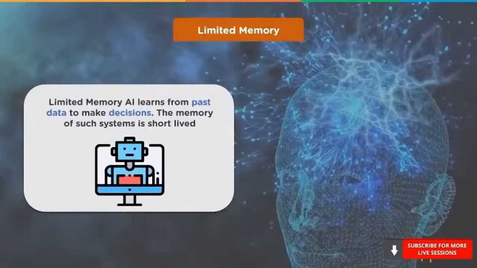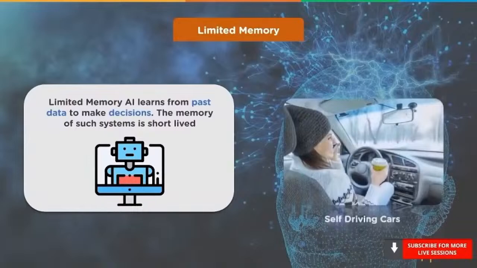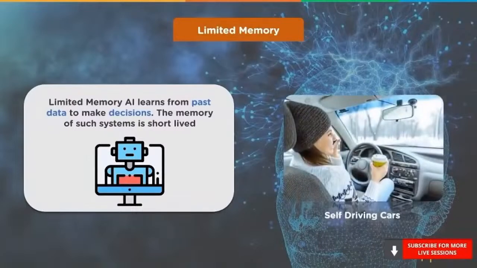Up next, we have limited memory. Limited memory AI learns from past data to make decisions. The memory of such systems is short-lived. While they can use this data for a specific period of time, they cannot add it to a library of their experiences. This kind of technology is used for self-driving vehicles.